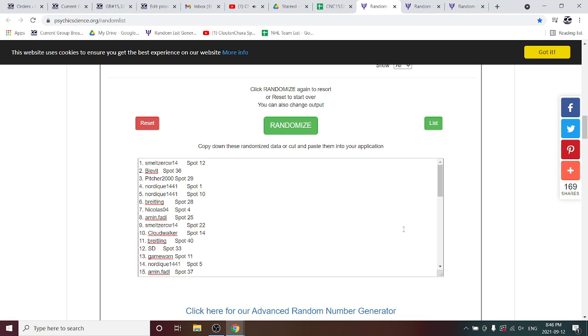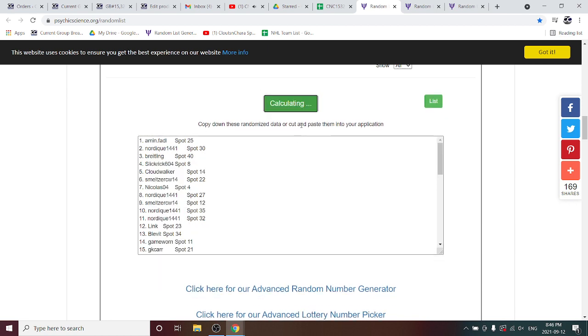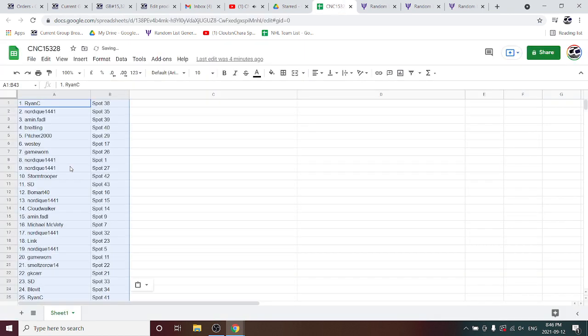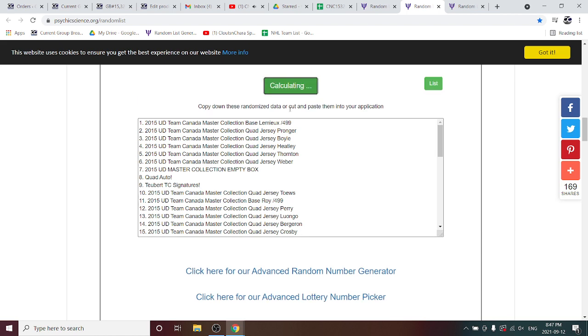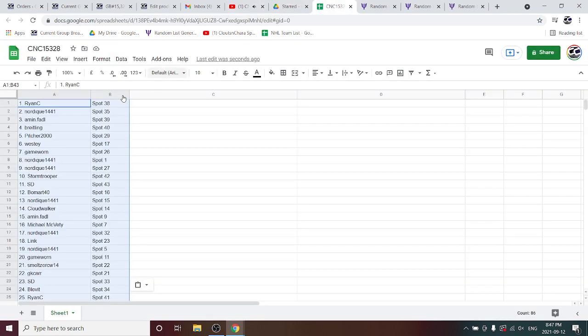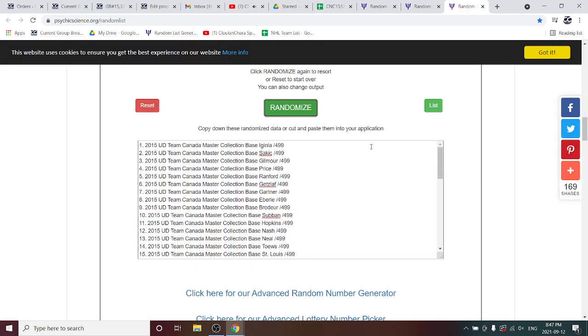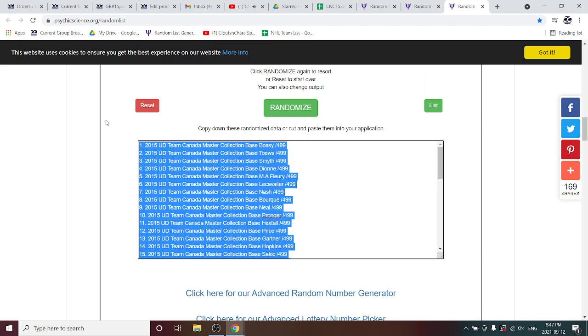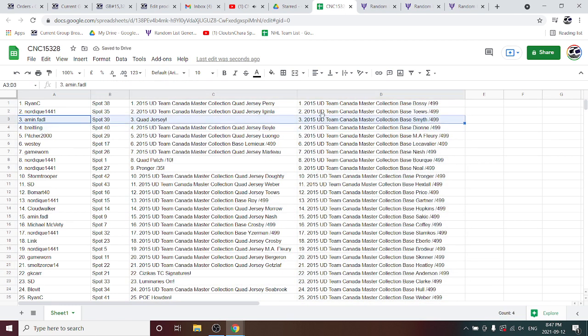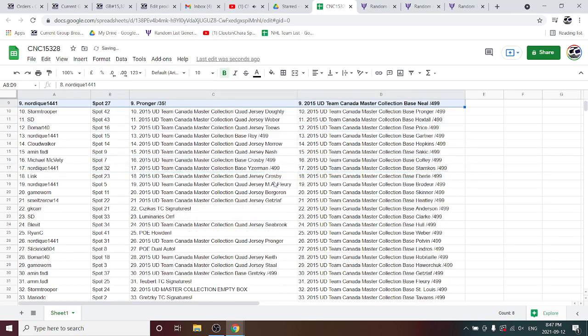Multi-random for C&C Group Break 15328. It is the Team Canada, three times, starting with all of the names. One, two, three. Copy. Paste the hits. One, two, three. Copy. Paste. And the either base. One, two, three. Copy and paste. All right, so the quad jersey is going to Min. We've got the quad patch out of 10 and the pronger out of 35 for Nordique.